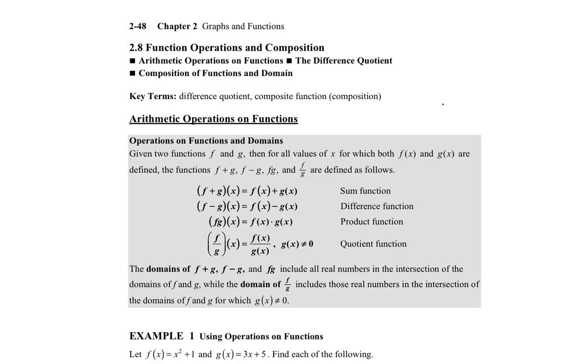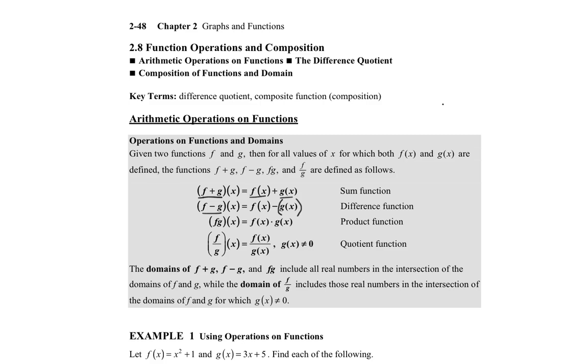So here are your rules. If they tell you to add two functions, you're just going to add the two pieces together, add your like terms. Same thing with subtraction. Just make sure that when you do subtract, there are actually parentheses around the second one so that if it's more than one part, you're distributing that negative sign to all the parts.